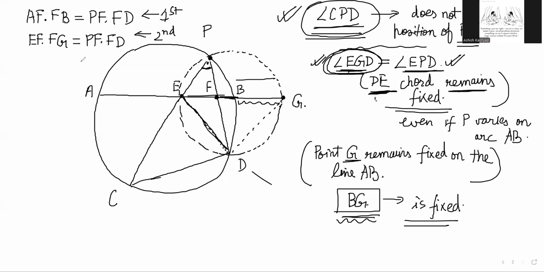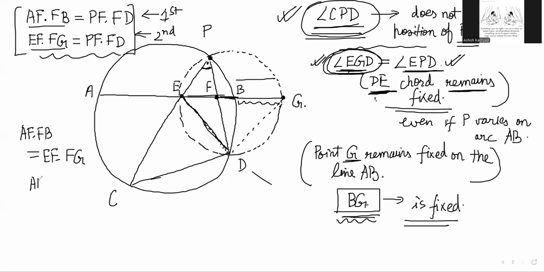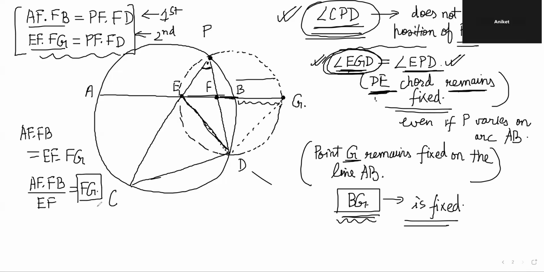Do you understand what I'm writing? Yes. Is it clear what we have written here? Yes. So now we are getting AF into FB is equal to this, is equal to EF into FG. And now we can say that from here AF into FB by EF is equal to FG. Right? Yes, sir.